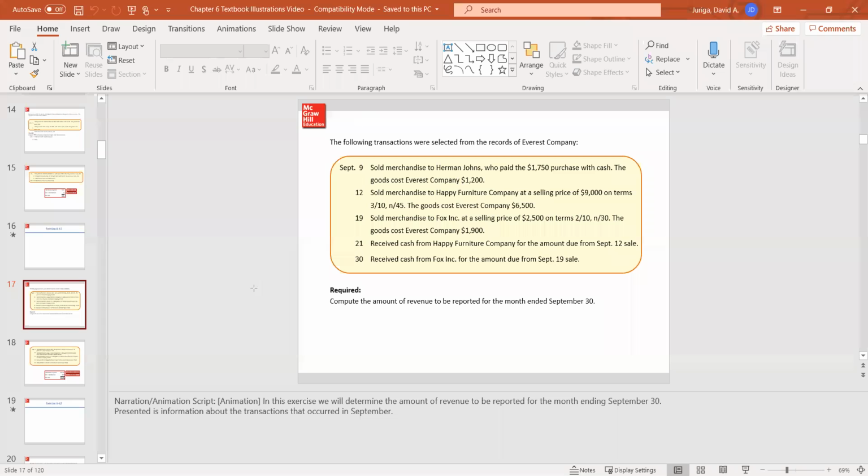So next one, same scenario. They want you to compute the amount of revenue to be reported for the month of September. So you have some sales and you have some collections. And then of course, they're wanting you to work out if you have any discounts. So watch the discounts. On the 12th, there looks like there's a discount situation. On the 19th, there's a discount situation. And once you have those, look to see when we actually receive payment to see if the customer is going to actually get the discount.